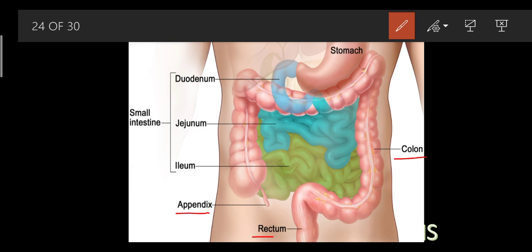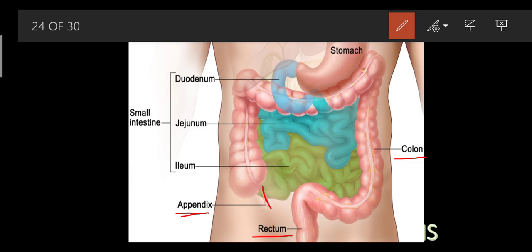Appendix, colon, rectum. Now what is the appendix? What is the cecum? The cecum is nothing but a small blind pouch, present at the junction between the small and the large intestine. When the small intestine ends, the large intestine starts, and in between them there is a pouch called the cecum. This part is called the appendix.